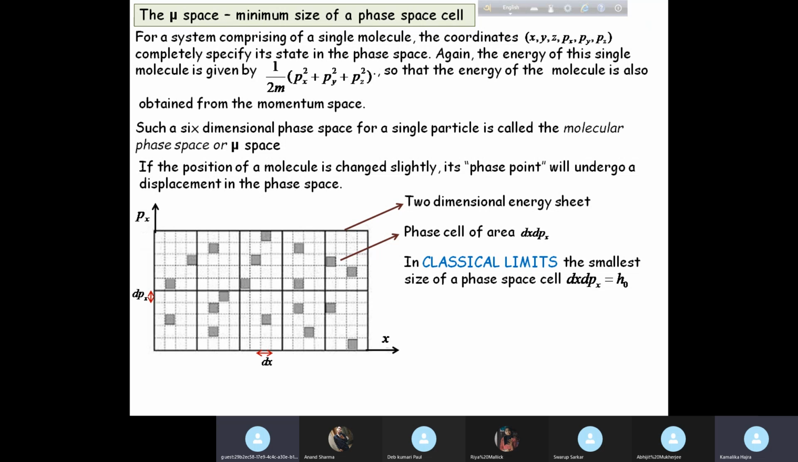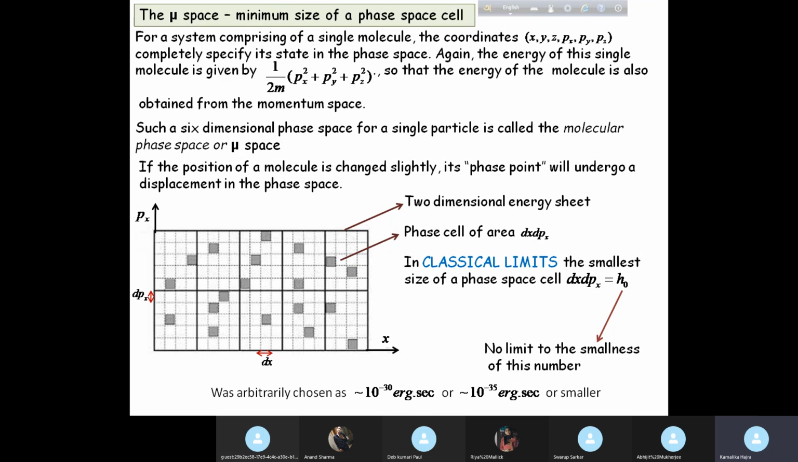Imagining the picture is very difficult, very abstract, but we can at least think of it in terms of such a 2D laminar. Now, what I told you was that in the classical limits, the smallest size of the phase cell is given by dx dpx equal to some small number given by h0. Now, in the classical limit, there is no restriction to the smallness of this number. It can be anything. It just has to be small. There is no restriction. You cannot say that it cannot be smaller than a certain number. It just needs to be small. Okay, that is the classical limit.